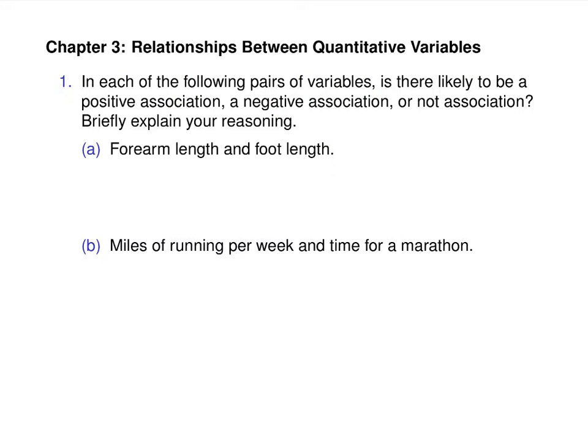Okay, so here we go. Chapter 3, Quantitative Variables. Tell me, is there likely to be a positive association, a negative association, or no association? Briefly explain your reasoning. A lot of you on this question, I think it was a homework question, said forearm length and foot length are approximately the same.